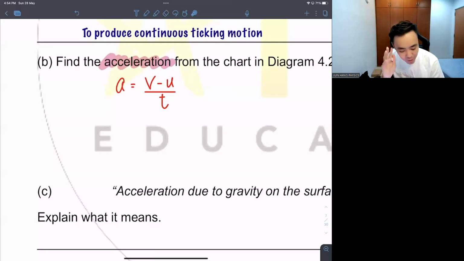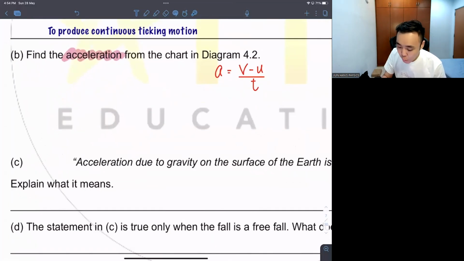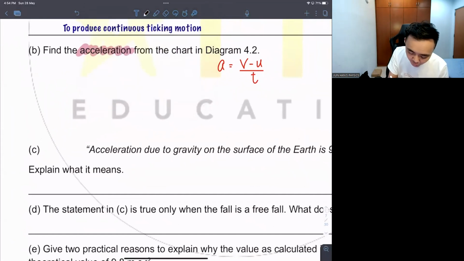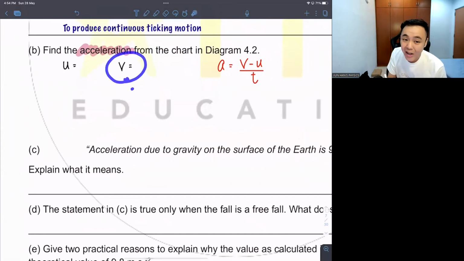Let me tell you now straight away, V and U will never be given to you. They don't fall from the sky. You definitely need to calculate them. Whenever you want to calculate accelerations, what is the first thing you do? Calculate final and initial velocity first. This one you sure need to calculate. Now, what was the formula to calculate velocity? This one first, at least you know this one. V equals to what?